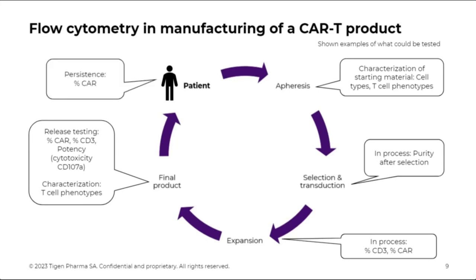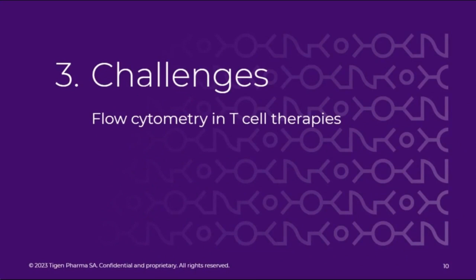Finally, the product is given to the patient, and here you would look into, for example, the persistence of the CAR T cells in the blood samples that are taken from the patient. So you can see that flow cytometry is used all around the manufacturing cycle of the product for the patient. Therefore, it's a very important methodology that we need, and it provides a lot of opportunities to learn a lot about the product that you have and also the process. So we have all of those opportunities.